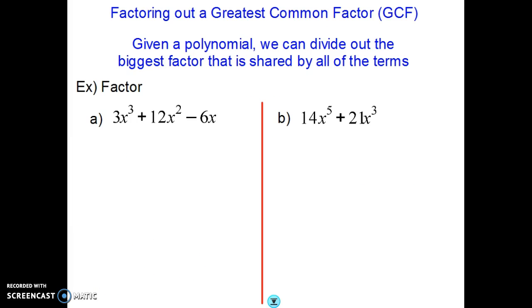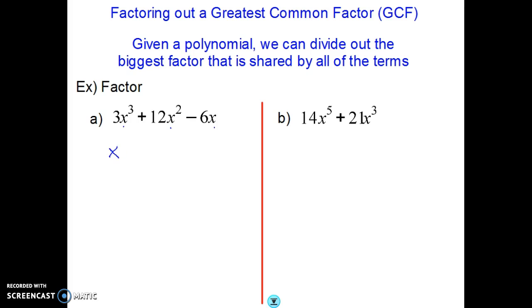So we'll start with factoring out the greatest common factor, commonly referred to as the GCF. Essentially, the idea here is that if we have a polynomial, we can divide out the biggest thing that is shared, the biggest factor that is shared by all of the terms in the polynomial. So in example A here, we can see right off the bat that all of these have x, which can divide evenly into them. So I know that I can factor out at least an x.